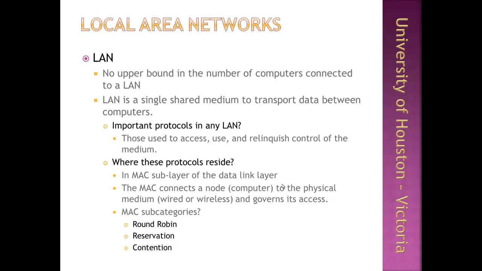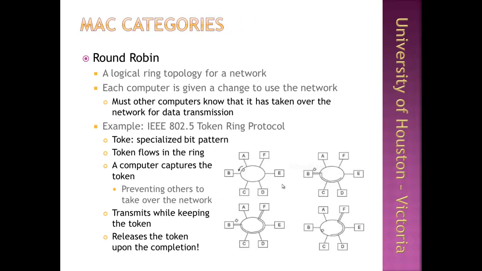The MAC layer basically connects a node to the physical medium and governs access to it. A variety of protocols exist which are incorporated into standards that control access to the physical medium and can be divided into some subcategories. We observe three of them: the round robin, the reservation, and the contention. Let's talk about the round robin MAC, or medium access control, category.